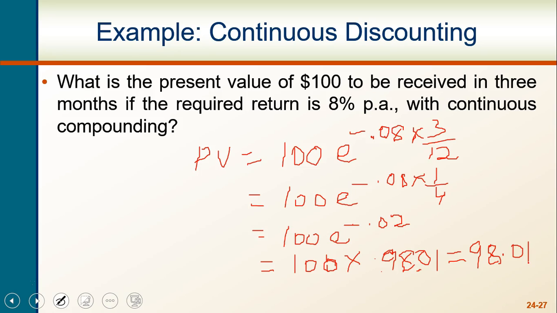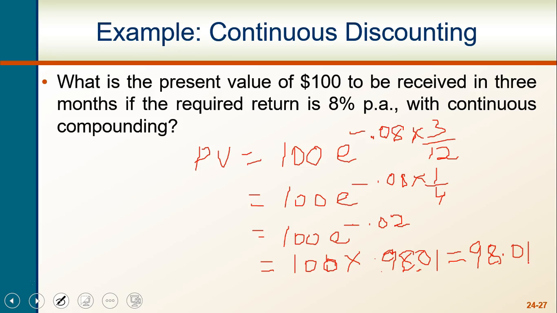Okay. So this is how continuous discounting is done. Things to remember: e is a mathematical constant, and you don't need to really know its value. What you need to know is how to handle it on the calculator. And the other thing is that the time is always supposed to be denoted in terms of years.